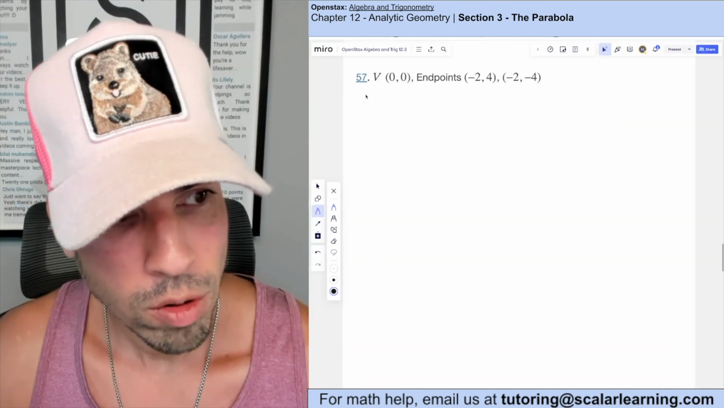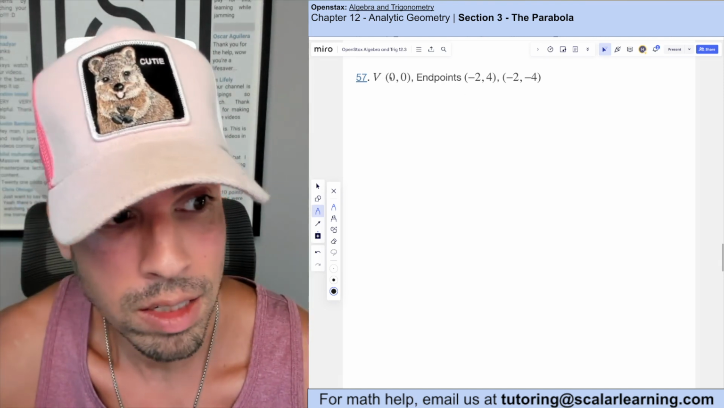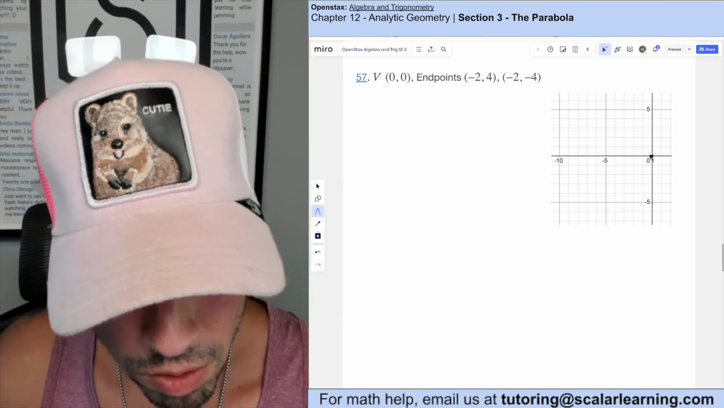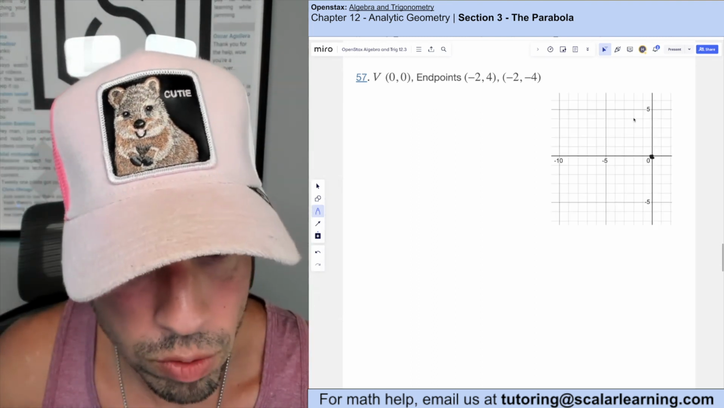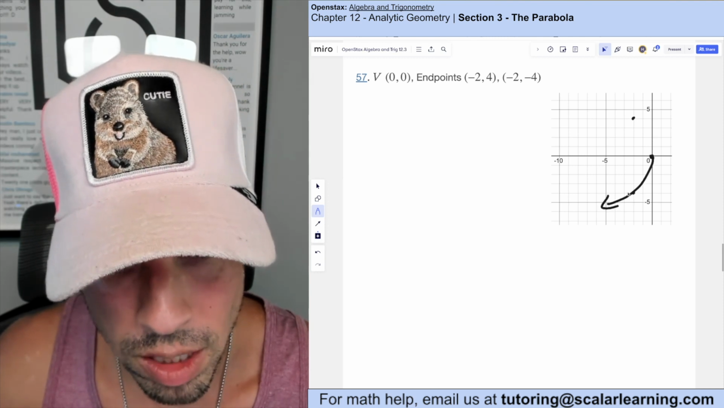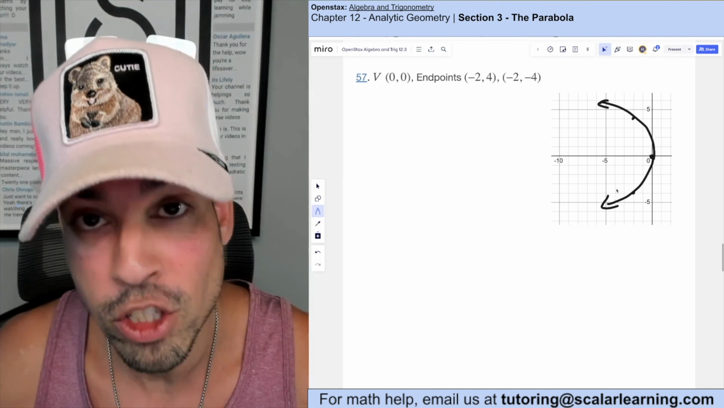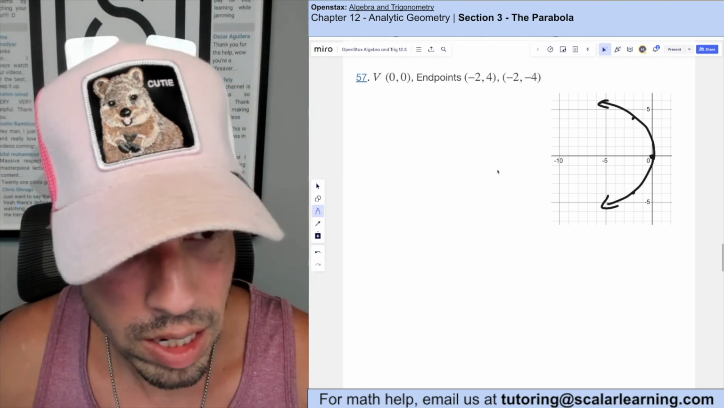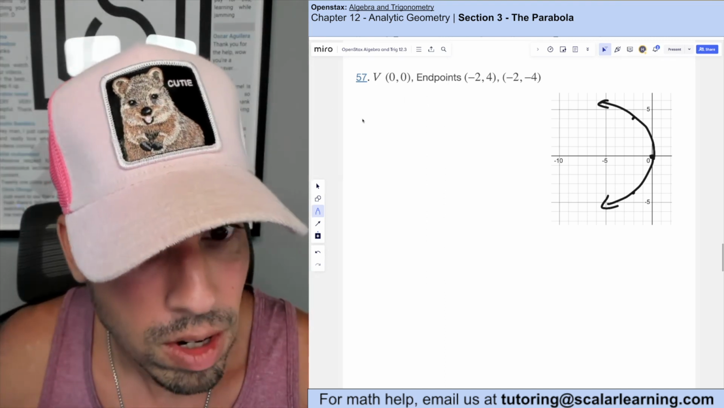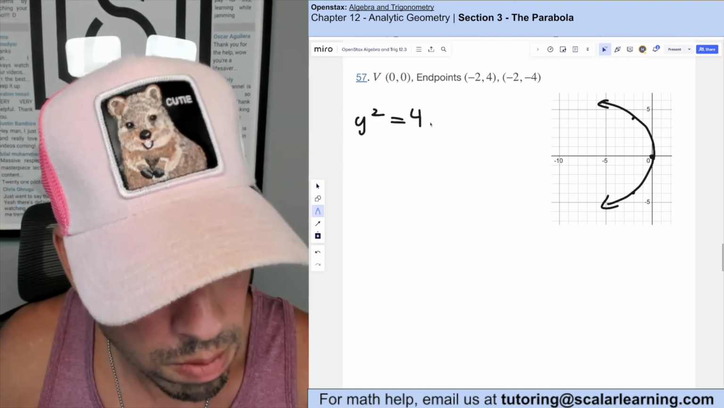Done. So here what we're given, basically, when they say vertex and endpoints, we can just classify this as a vertex and 2 points on the parabola. So let's sketch that out. So we've got a vertex of 0, 0, then we have -2, 4, and -2, -4. Okay, so we kind of already know that we're coming around like this and coming around like this. And if we're trying to get the equation of this parabola, we already know that it's a y squared, right? Because it's going left, and we know our p-value is negative. And since the vertex is 0, 0, we know it's y squared equals 4p x.